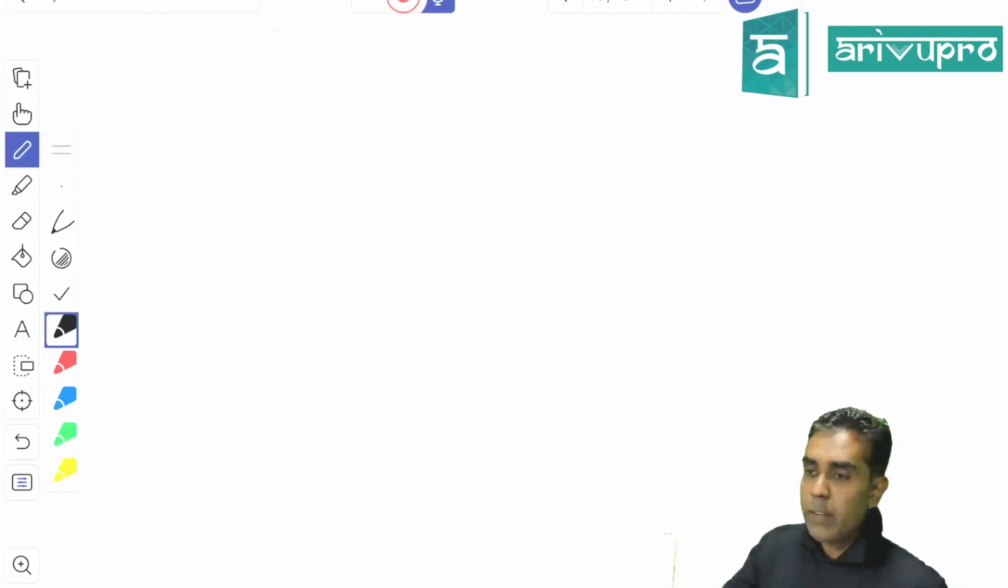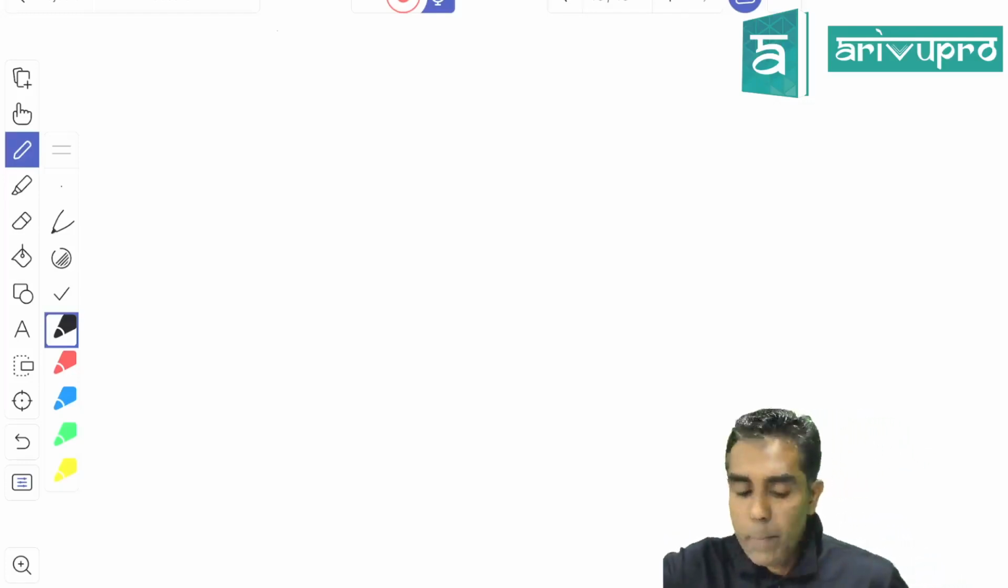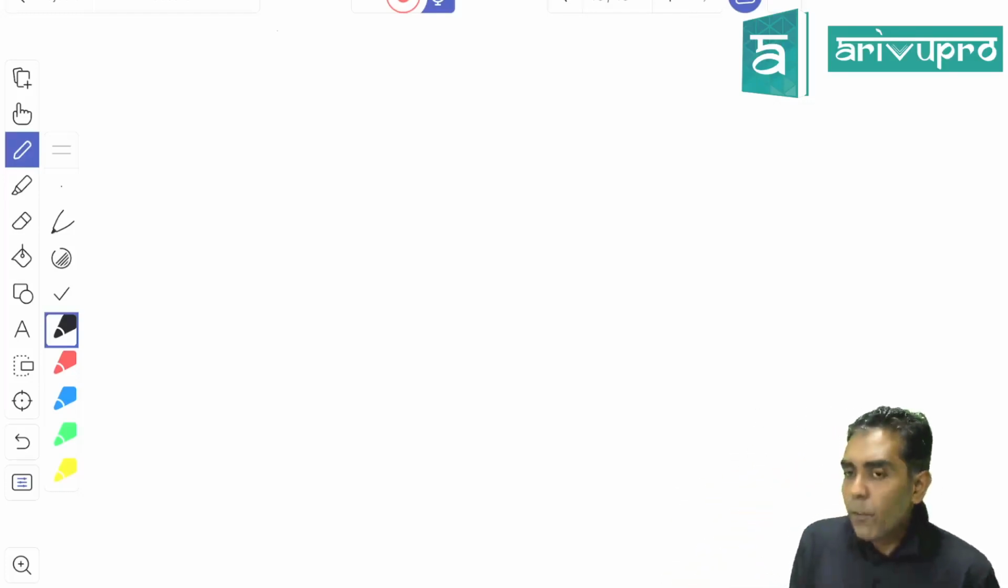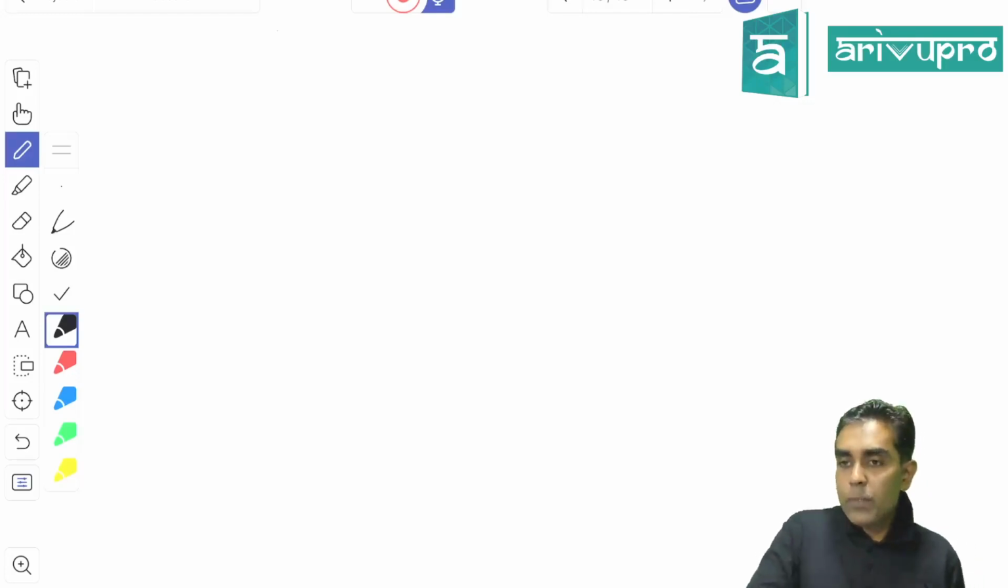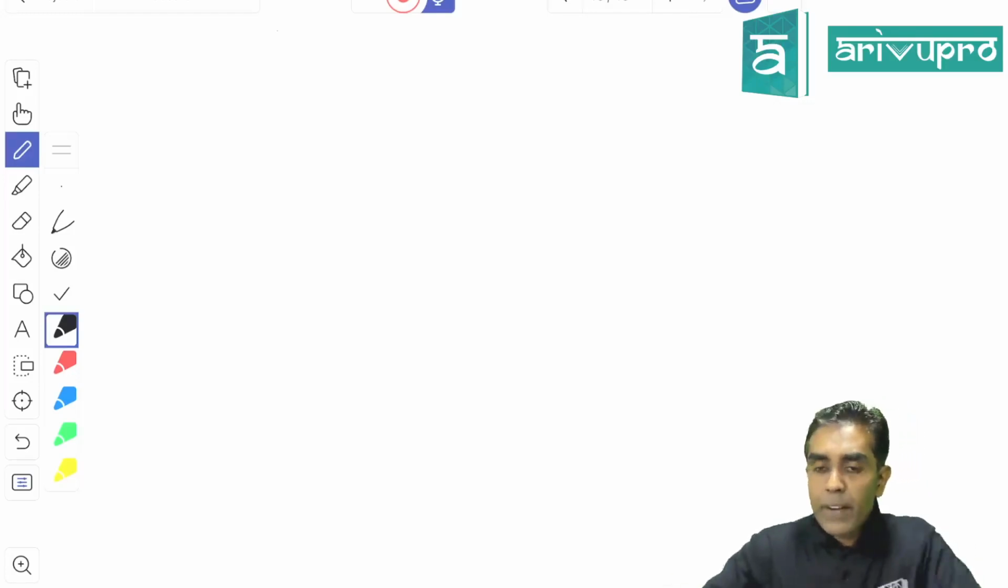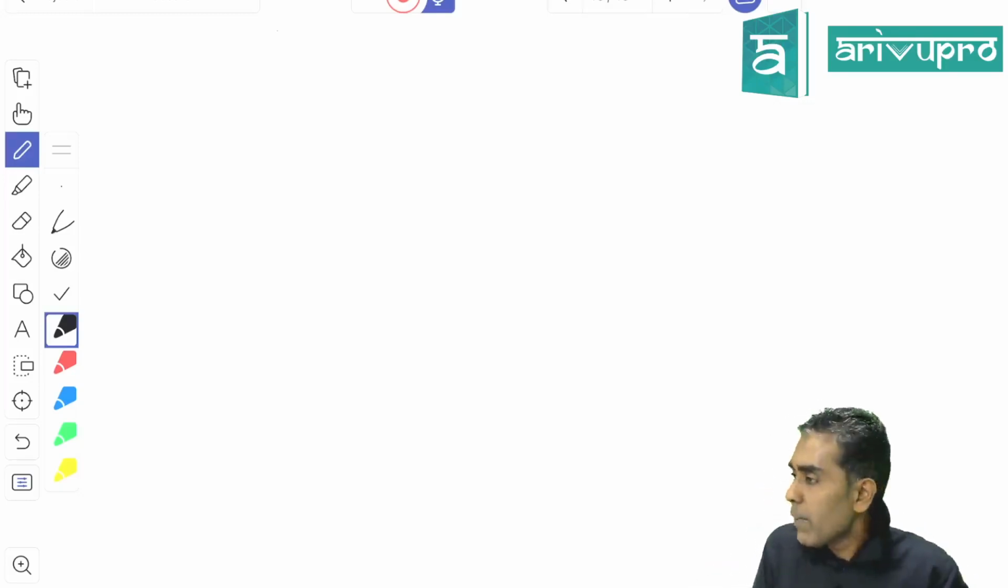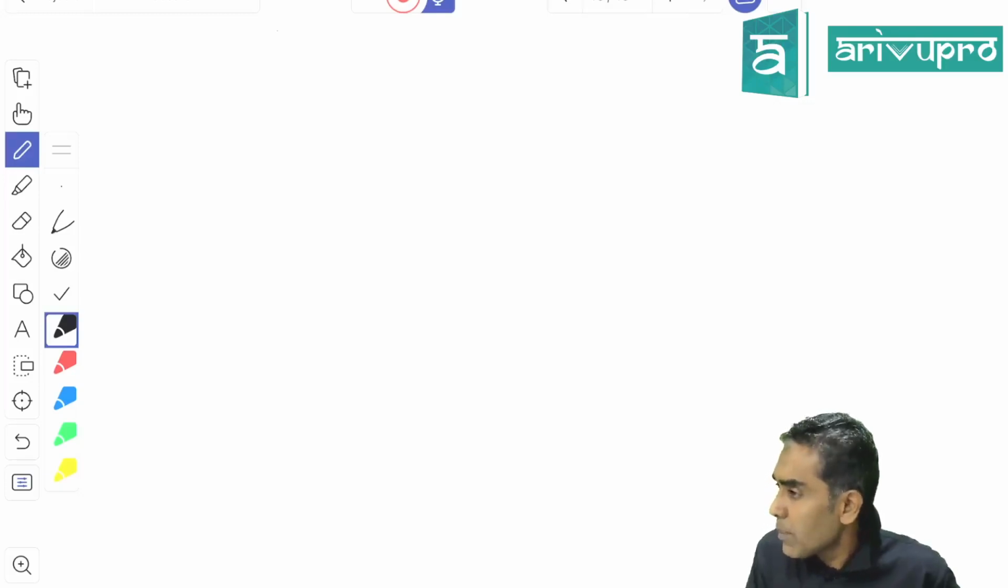Right, shall we try? Let's quickly follow the steps. What is the first step? Identify the bottleneck resource. But anyway, the question has provided machine hours as the bottleneck resource.